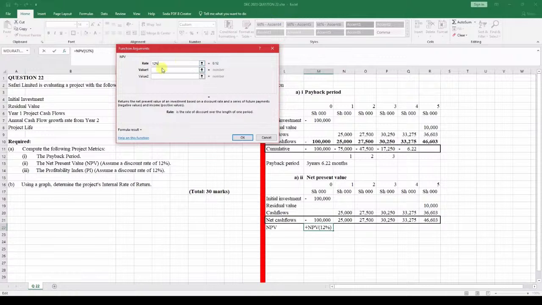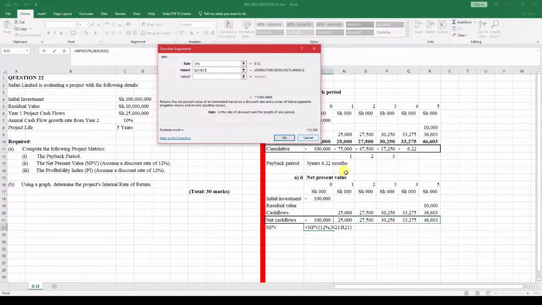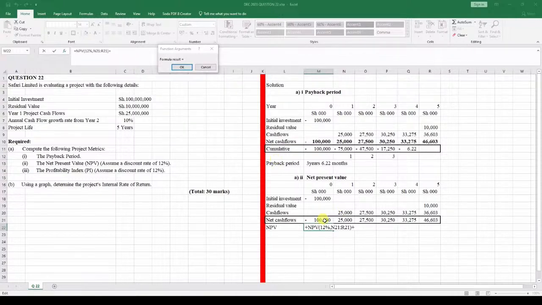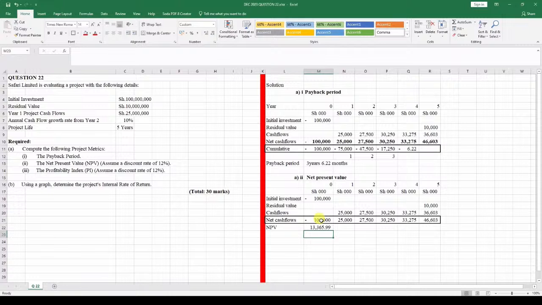And once we have the rate as 12%, under the value 1 here, we put in those cumulative cash flows like that. And then we will need to subtract the initial cash outlay. So would it be correct for me to add right over here? We add the initial cash outlay there, like that. That's the initial cash outlay. So that's what we are going to have: 13 million, of course, because we're dealing with millions, 13,365,000.99. That is what represents NPV.